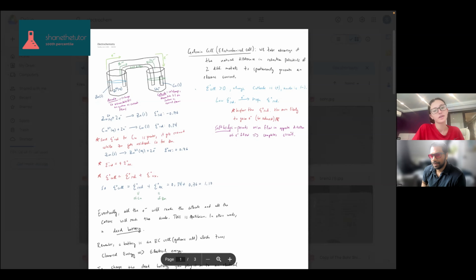Okay. And whichever species has the lower reduction potential will be the thing that gets oxidized and gives its electrons to something that has the higher reduction potential. And so I wrote that here.